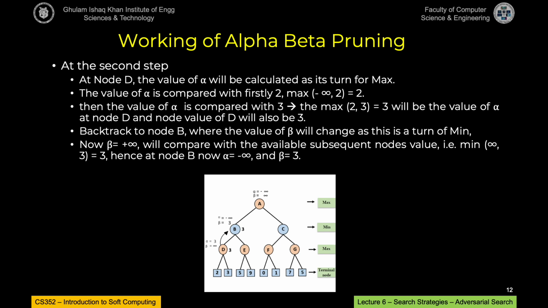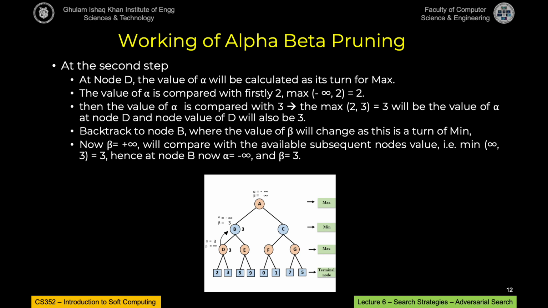alpha is already given and beta is already given, but now at node D it is the turn of max, and max can get the leaf values, which are 2 and 3. So what max is going to do is, it's the turn of max, and now max can only evaluate the value of alpha. You need to keep that in mind. Max can only change the value of alpha.